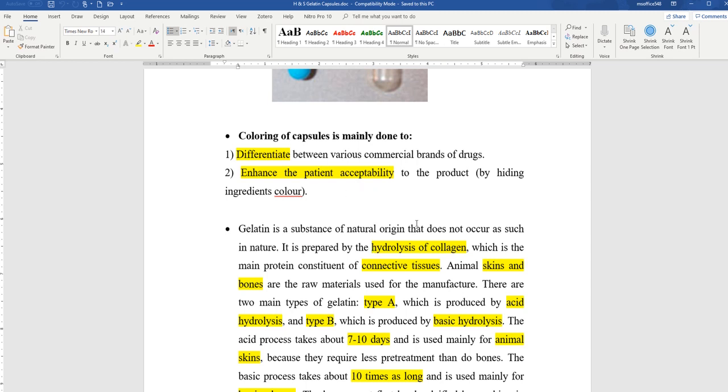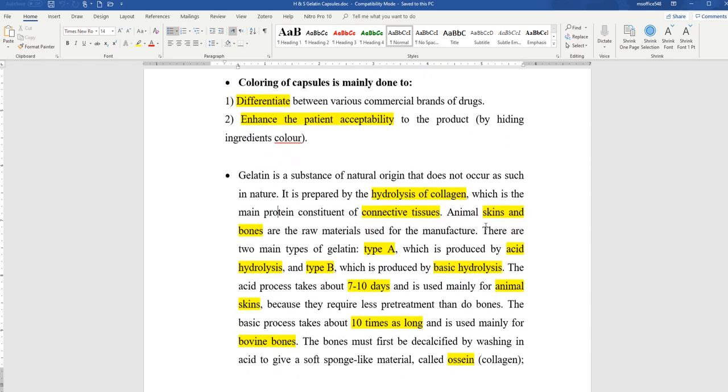And collagen comes from connective tissues. It's the main ingredient or main protein for connective tissues. For example, your ears contain collagen. Okay. So from collagen you need to hydrolyze collagen in order to get gelatin. Where do you get this collagen from? You get it from animal skins and bones. So these are the raw material used to make gelatin.